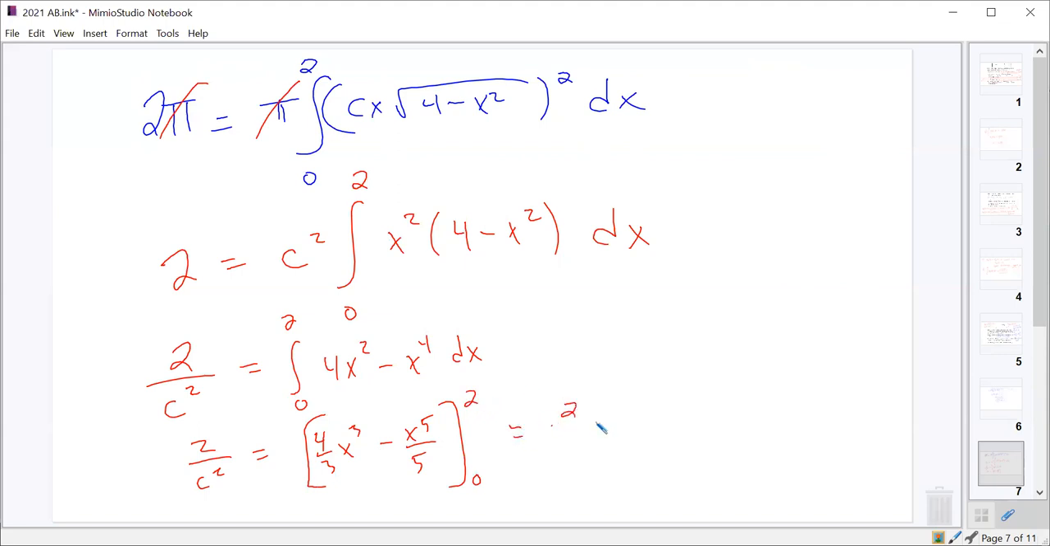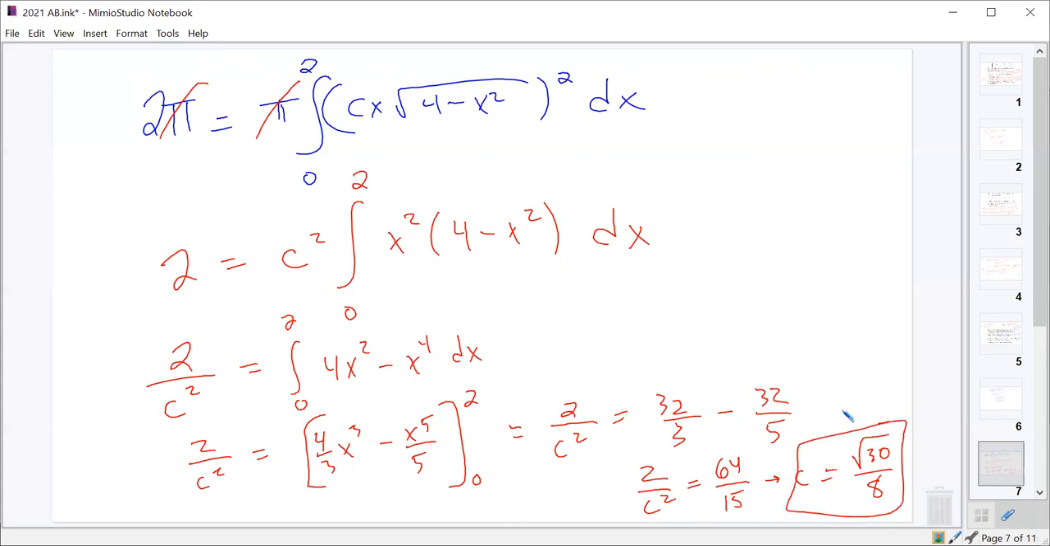If we plug all that in, we end up with 2 over c squared equals 32/3 minus 32/5. 32/3 minus 32/5 ought to be 64/15, I believe. Cross multiply, right? You get 30 equals 64c squared, divide by the 64, and then square root. C equals root 30 over 8. What a great C value for that spinning toy. Good one. Any questions on that?